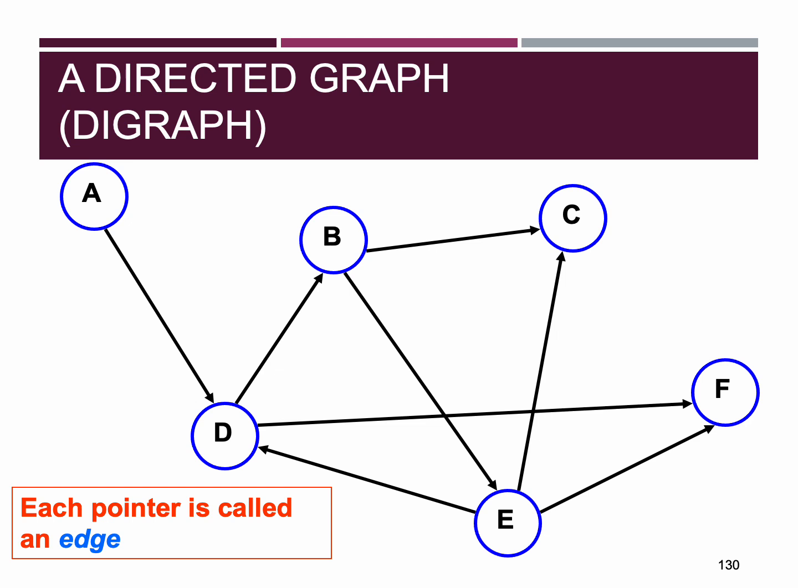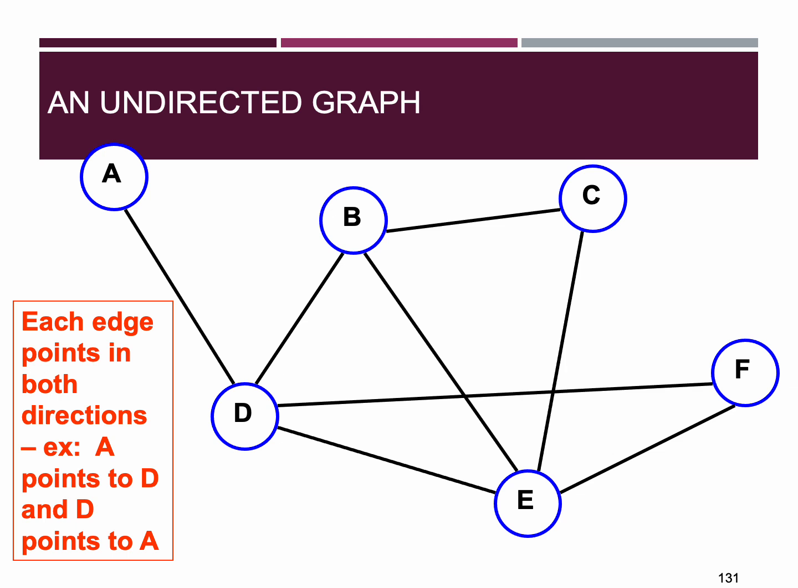So here, if you look, A is pointing to D, D is pointing to B and F, and then B is pointing to C and E, and then E is pointing to F and D, and C is not pointing to any node. So that is called a directed graph.